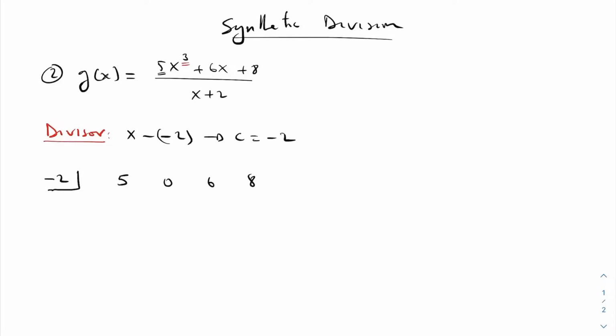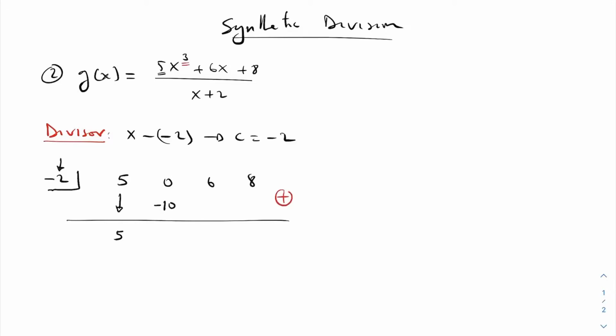And so with that, my setup is complete, and I can go ahead and actually do the synthetic division, and I'll be done. The first thing that I would do here is bring down the first coefficient, 5. Then I'm going to multiply that coefficient by c, which happens to be negative 2 in this case. So that's going to give me 5 times negative 2 equals negative 10.